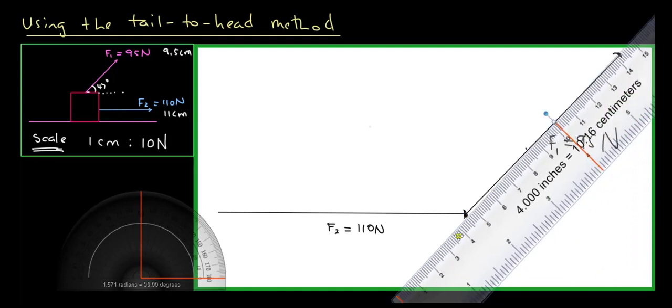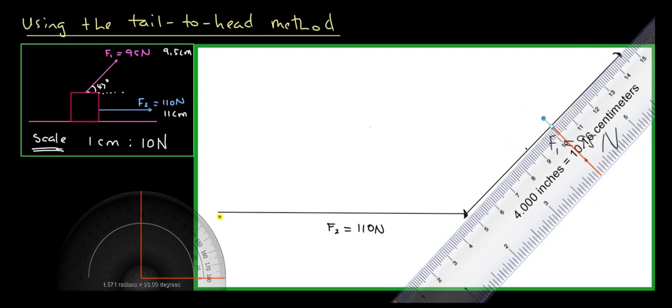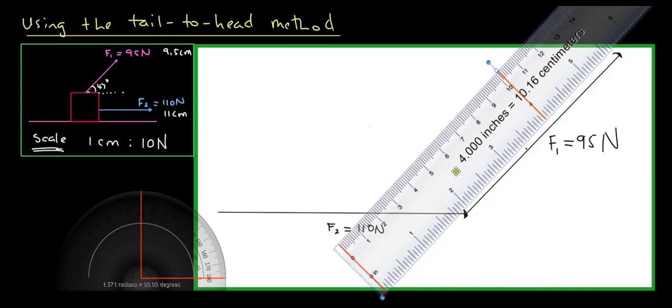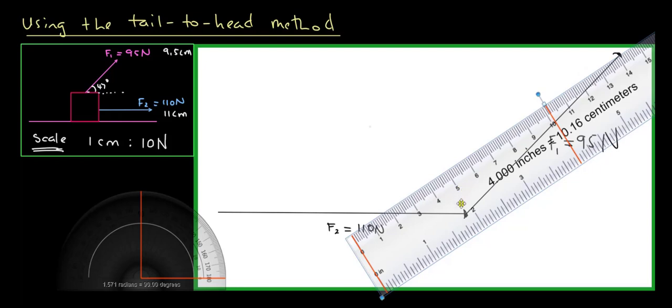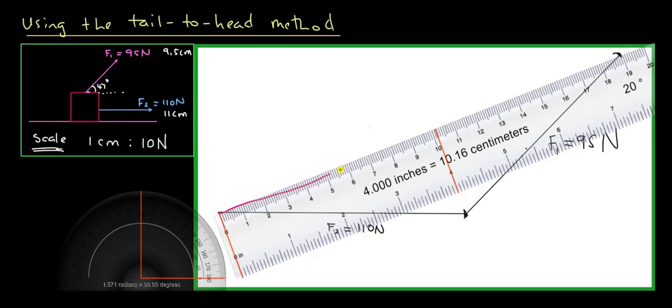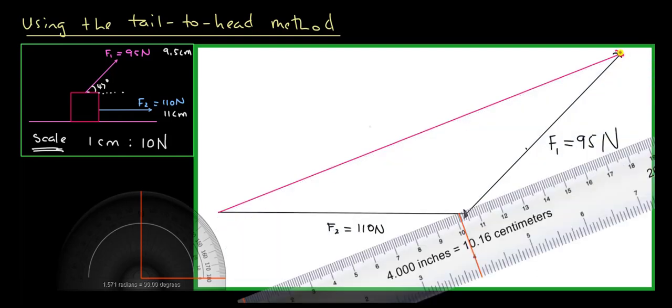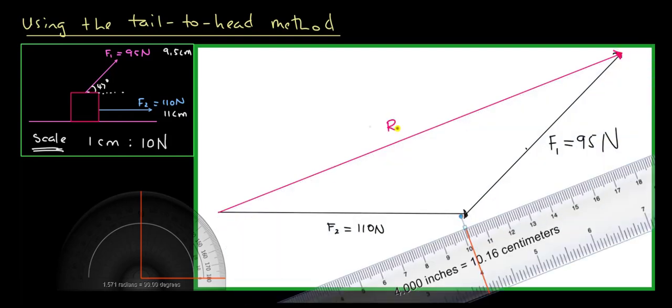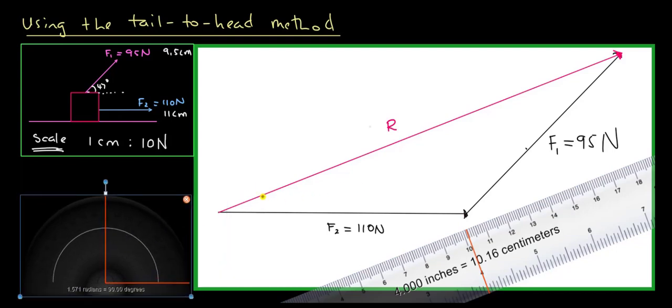Pretty cool. Next up, I just need to draw my resultant. My resultant is going to start from the tail of the first to the head of the last. So take your ruler and connect those two points, from this point up to that particular point. Then this is my resultant, and this angle here will represent my direction.